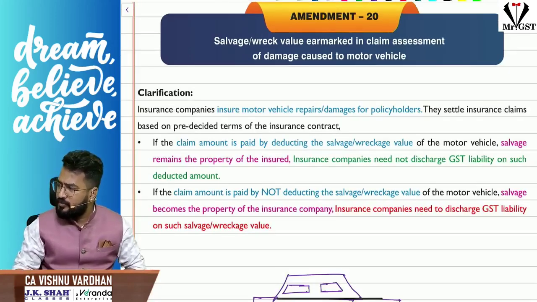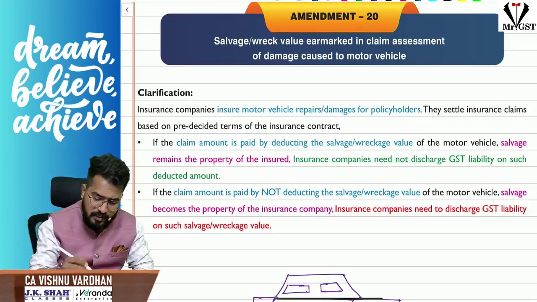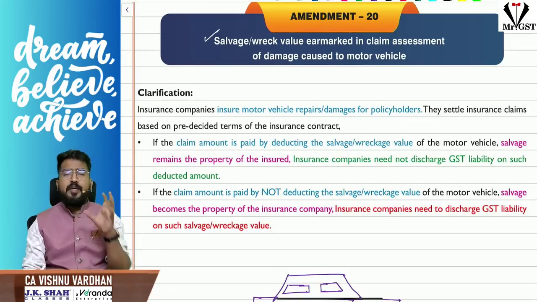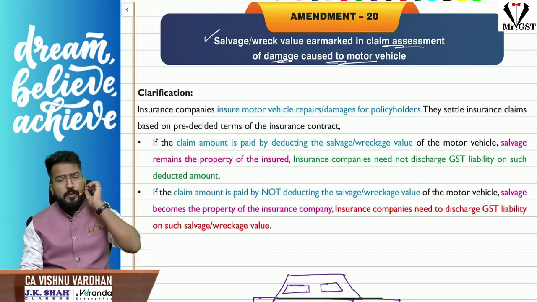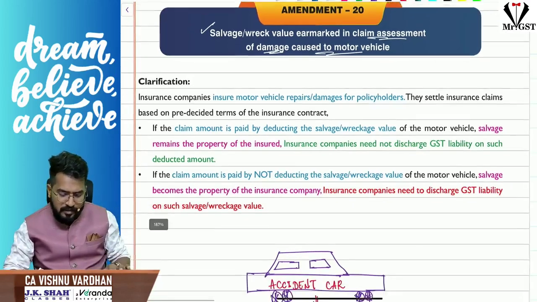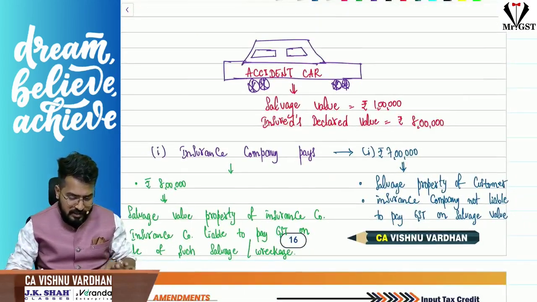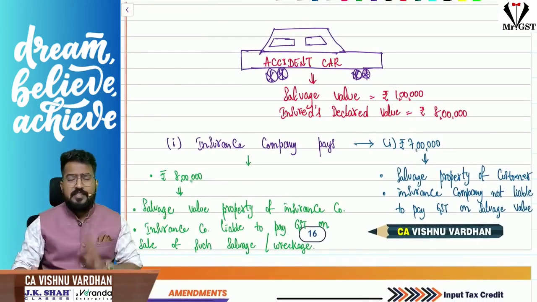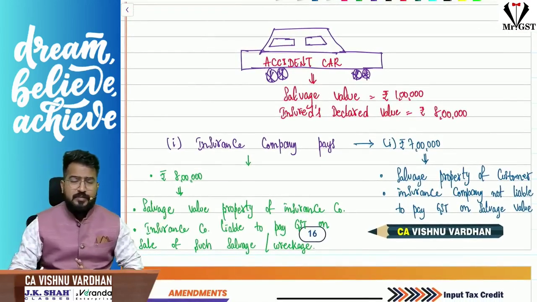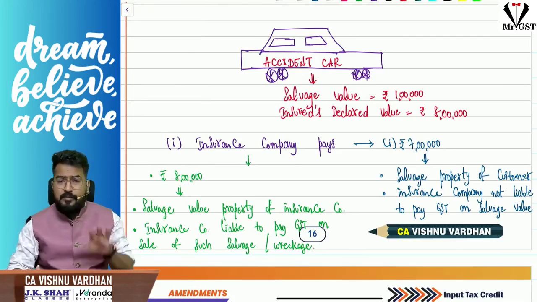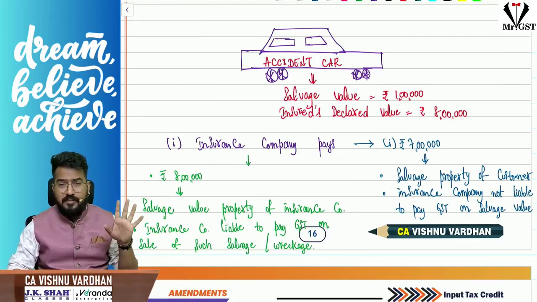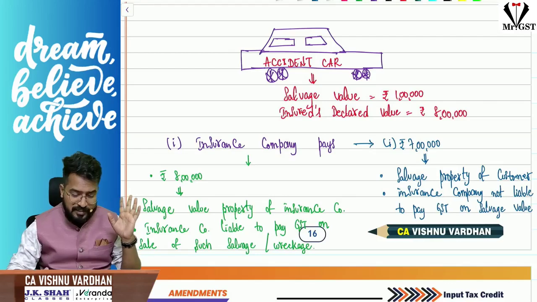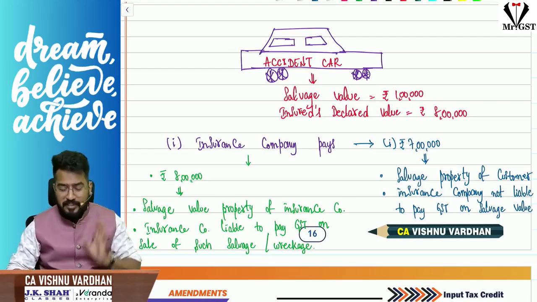The next clarification is regarding the salvage or wreck value earmarked in claim assessment of damage caused to a motor vehicle. See now, what is this actually? Please understand. Let us assume there is a car and insurance has been taken on the car by the owner. Now this car has been subjected to an accident. You can understand this is an accident car, that is why it looks like that. So this is a car which was subjected to accident.